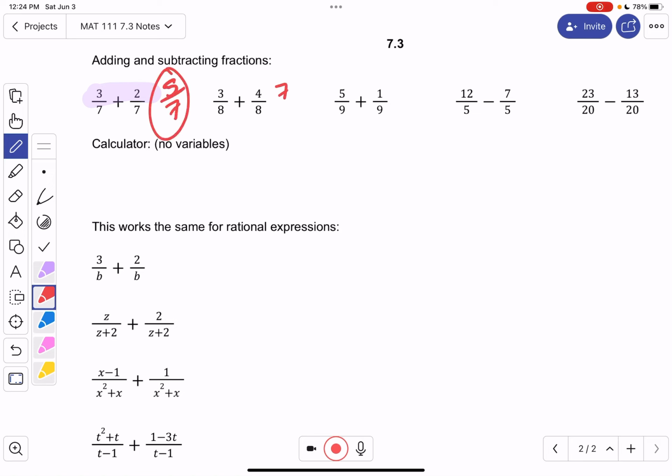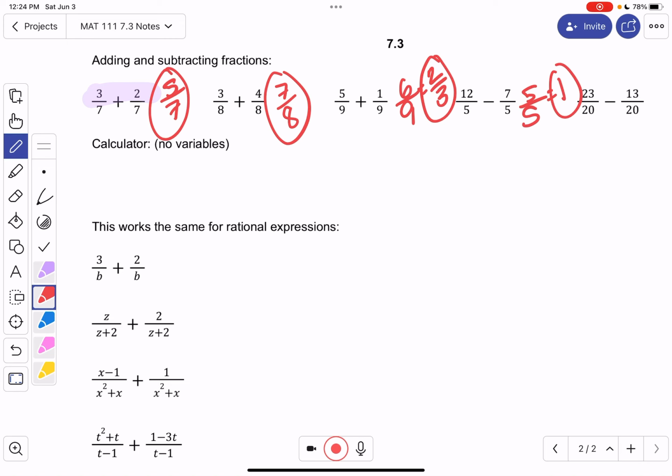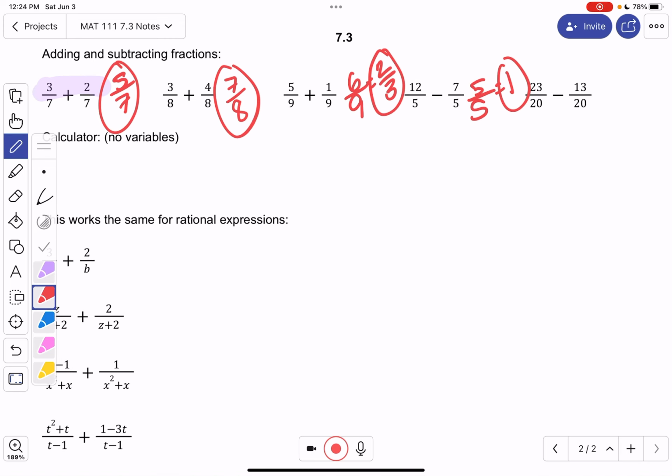3 plus 4 is 7, bottom stays the same. 5 plus 1 is 6, bottom stays the same. Then we say, hey, those are both divisible by 3, so we divide by 3 and get 2/3. Subtracting is the same thing. 12 minus 7 is 5, bottom stays the same, then we simplify. 23 minus 13 is 10, bottom stays the same, then we simplify.